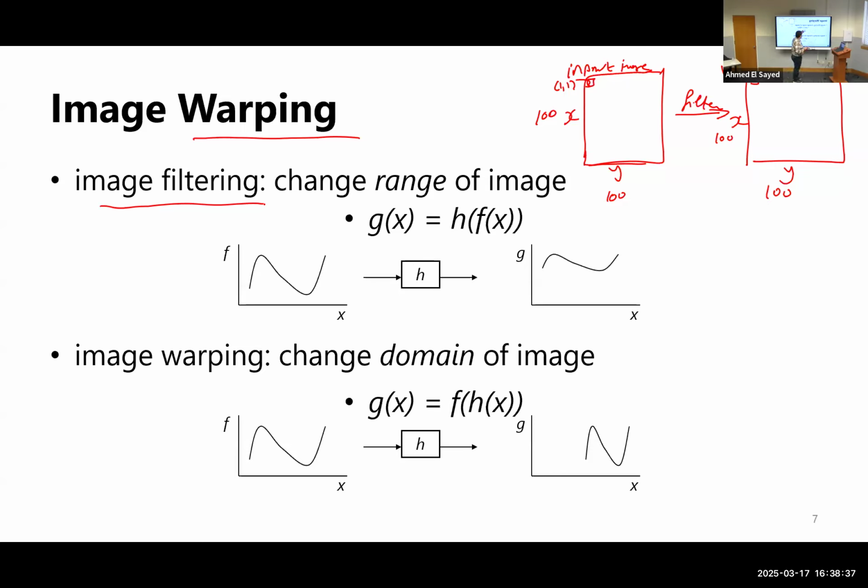Mathematically, the value of the pixel is the range of the function. So if you have a function, f of x equals x squared as an example, where is the domain and where is the range?